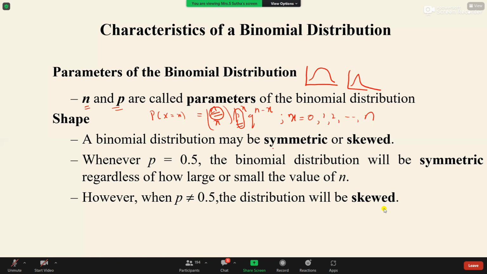So when will you have a symmetrical shape? When p is equal to 0.5, when the probability of success equals 0.5, the binomial distribution will be symmetric. But this does not depend on the number of trials, right? The shape of the binomial distribution is decided by the probability of success. If p is equal to 0.5, then the distribution will be symmetric. If p is not equal to 0.5, the distribution will be skewed.